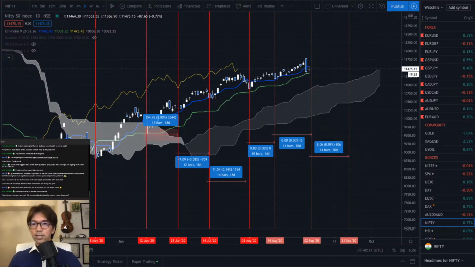Alright, Prander asks, is there a concept of S wave, bullish or bearish, and if so, how to read it? Yeah, S wave is kind of rare to find, so whenever I find it, I will let you know in the future lives. S wave is a little bit tricky, and it's rare to find. I think we find the S wave more on the stock markets than the forex markets.